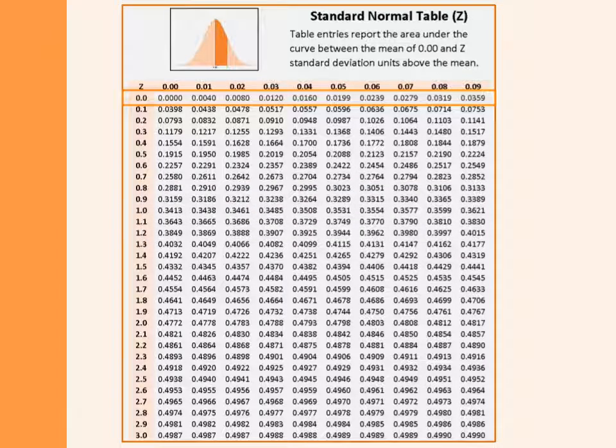So we'll highlight 0.0 in the very first row and add 0.01 to that. So we highlight the first column as well, and we notice there that 0.0000 area under the curve falls between the mean of 0 and a z-score of 0, which of course we would expect, given that 0 is the mean.